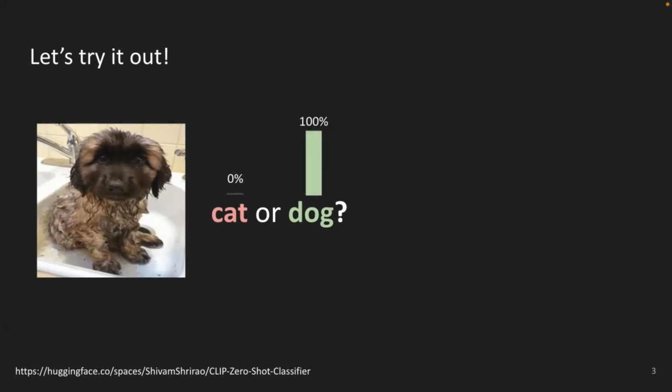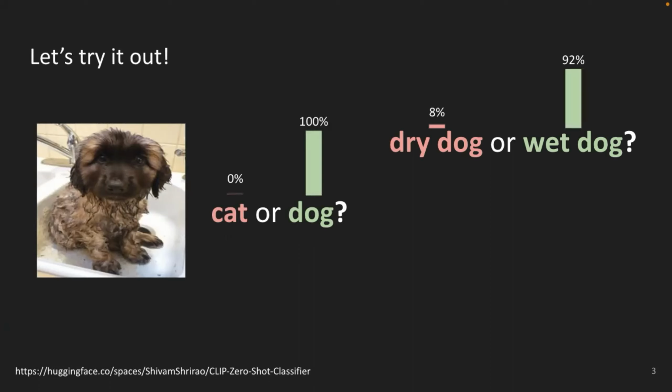Great. Now, what if I try to go a bit more fine-grained? Is it a dry dog or a wet dog? Well, I spoiled it, but I guess you can see it is also in a sink. So yes, the answer is wet dog. And these are actually the scores that you get if you feed this image to the demo. I didn't cheat.